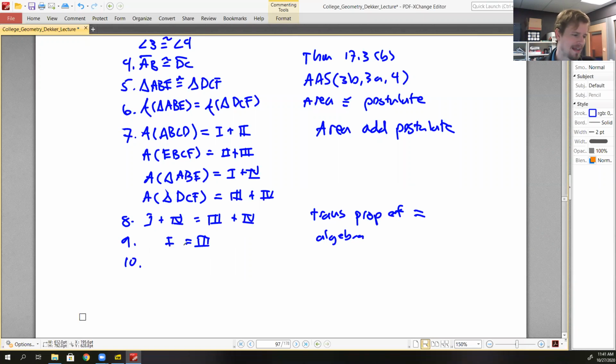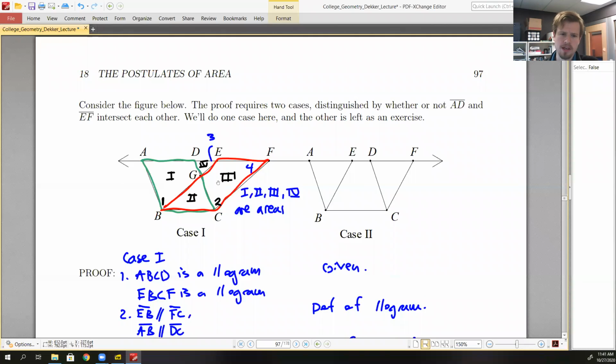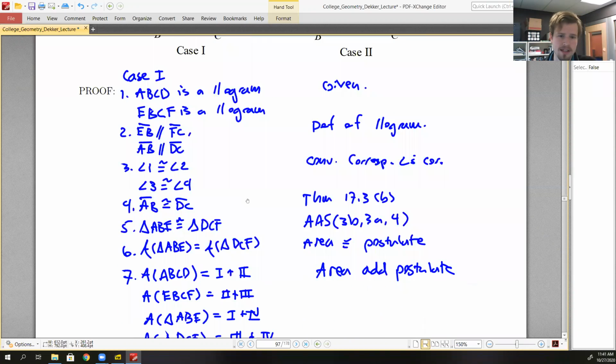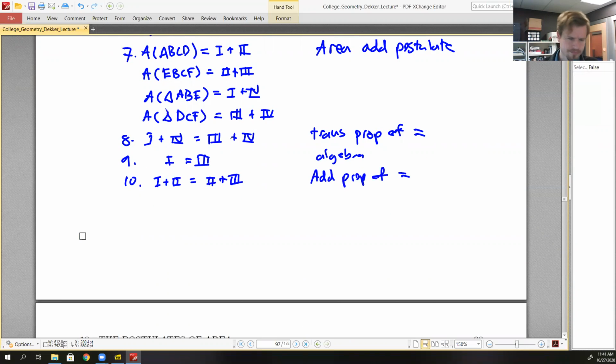And then we can go ahead and add area 2 to both of those, because 1 is equal to 3 now. If we add 2 to both sides, that gives us the area of this parallelogram and the area of that parallelogram, showing that they're equal. So 1 plus 2 is equal to 2 plus 3. And of course, that's the addition property of equality. If you just said algebra, of course, that would be fine as well.